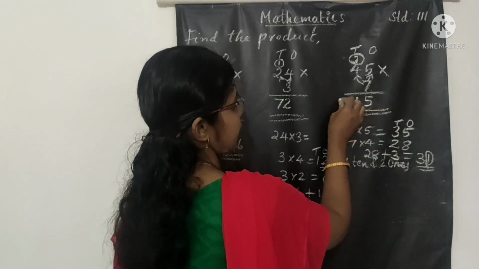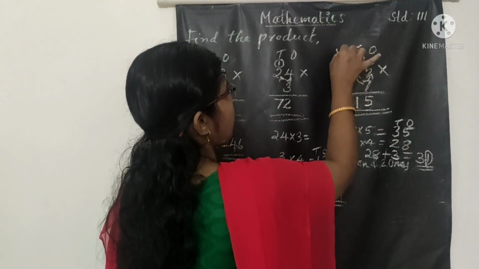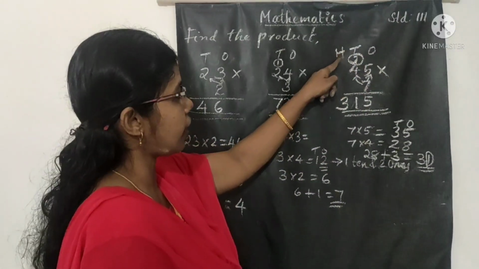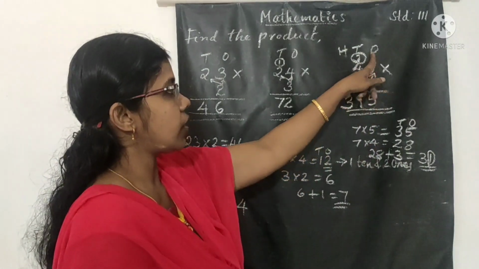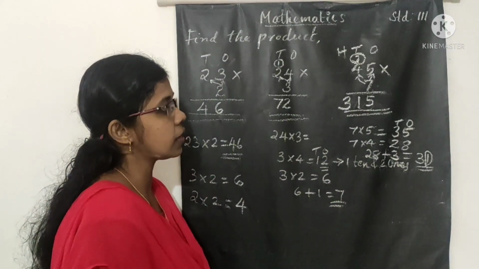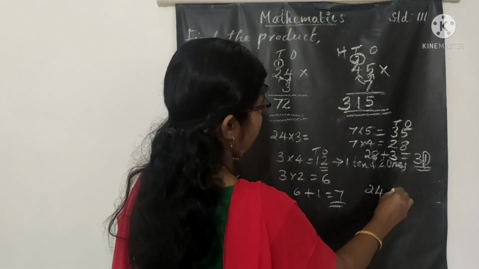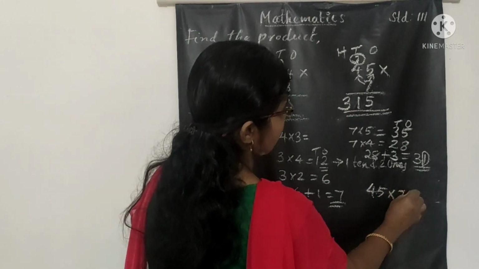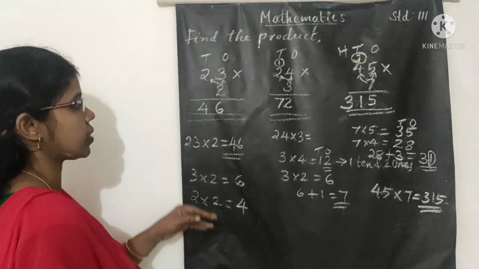The next digit we write in the hundreds place. Ones, tens, hundreds. Here the hundreds place comes with one new digit, 3. Tens place 1, ones place 5. So our answer is 315. Answer 315. 45 into 7 equal to 350.